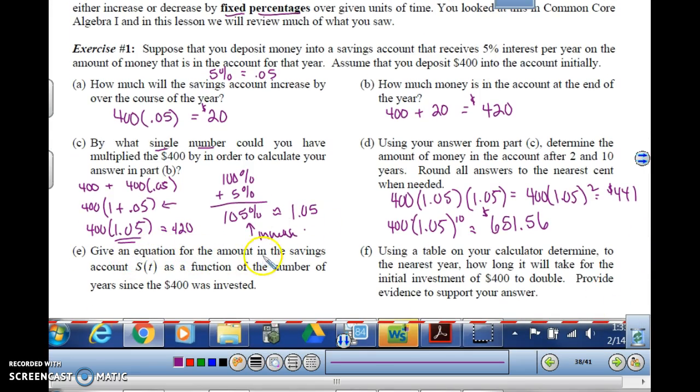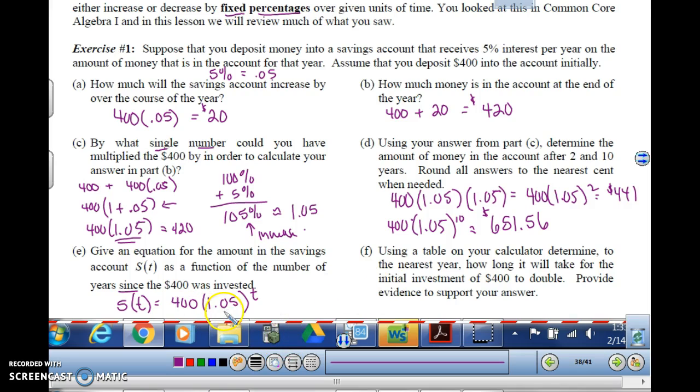Give an equation for the amount in the savings account S of t as a function of the number of years since $400 was invested. All right, now remember this is an exponential function. So S of t, we need our starting value, which is 400. What is our multiplier? What are we multiplying by every time? We're multiplying by 1.05, and t would be the number of times that we multiplied it. So S of t equals 400 times 1.05 to the t.